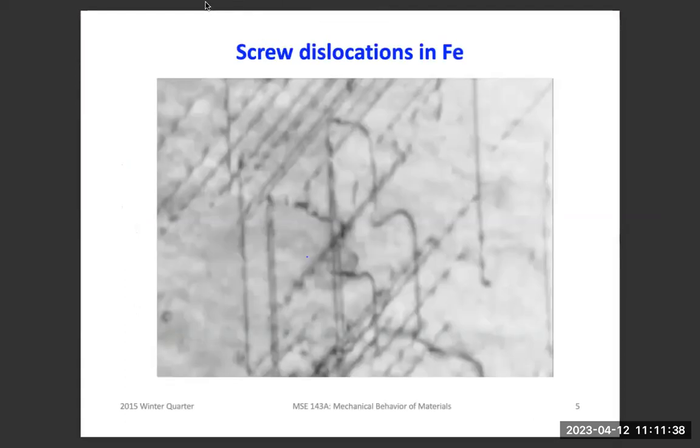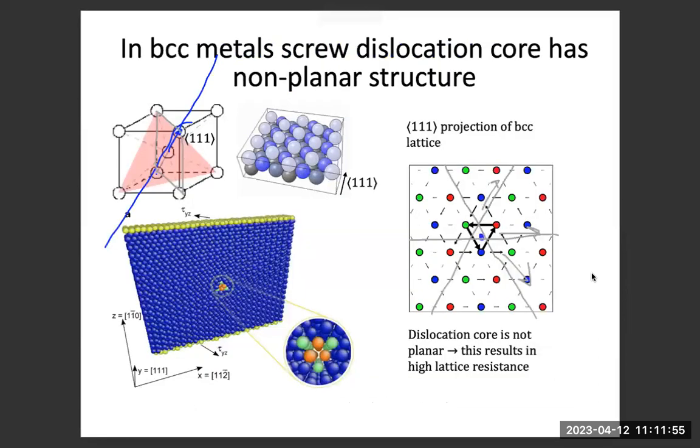So this is one screw dislocation. We have these kink formations. We have different energy states, and they form kinks and activates.